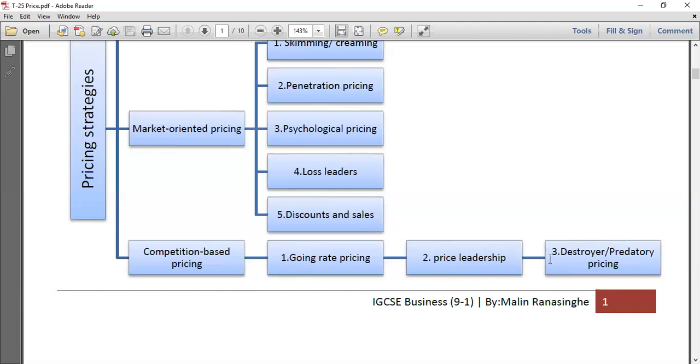And the third one is sometimes you charge a very low price compared to your competitors to drive them out of the market. That is called destroyer pricing or predatory pricing strategy. So these are the different pricing strategies.